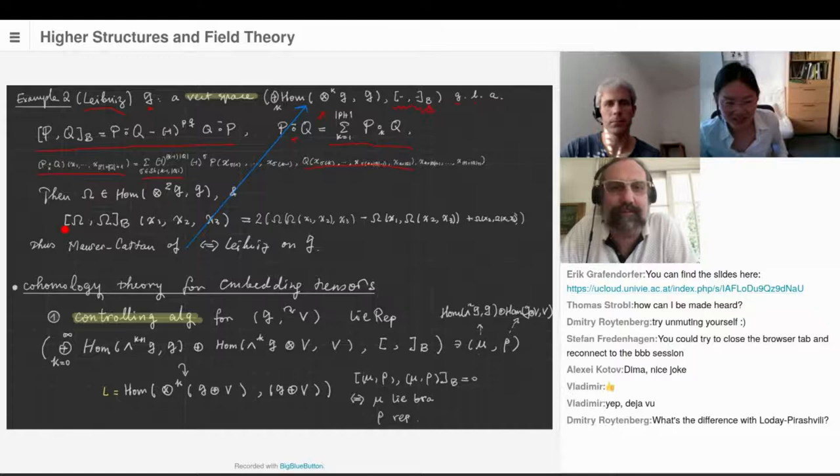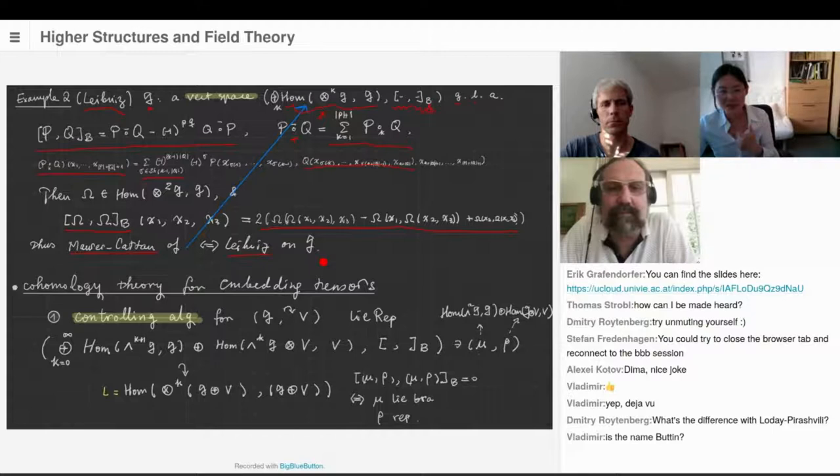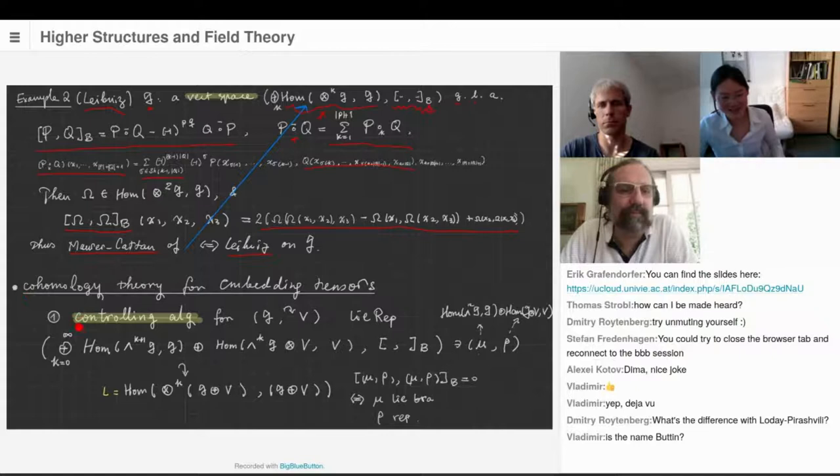And then you find it out. You do a simple calculation like this. And you plug it in, with three elements it has to be like this. Therefore, a Maurer-Cartan element of this is a Leibniz function, right? And then we take again the differential with respect to this Maurer-Cartan element, that will give us the cohomology, right? And then therefore let's try to guess what the controlling algebra for embedding tensors is.